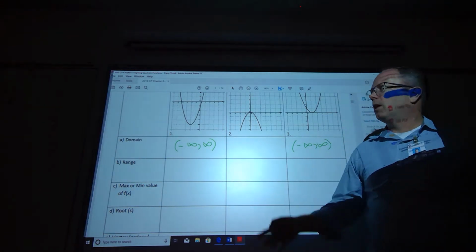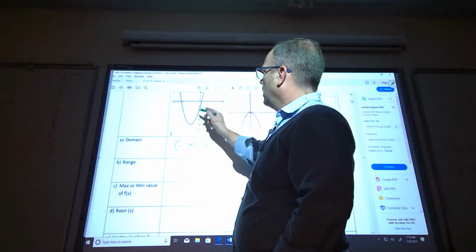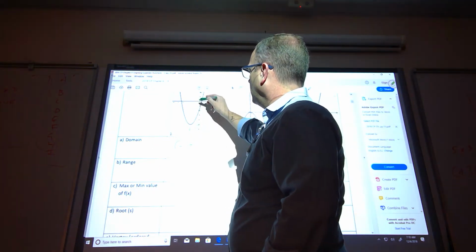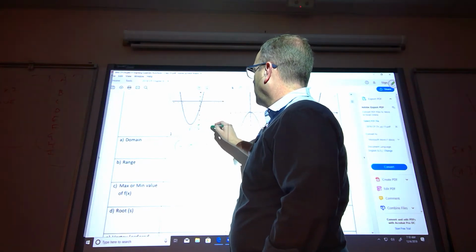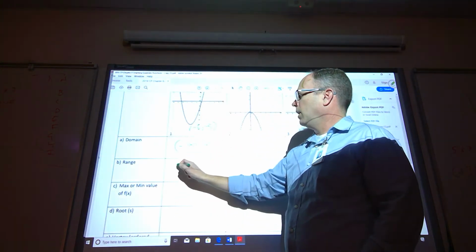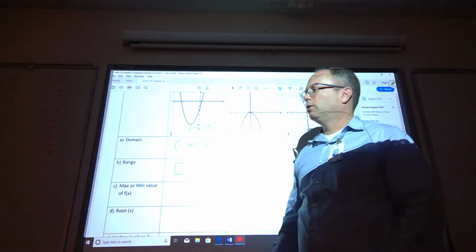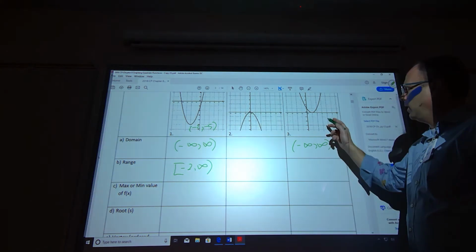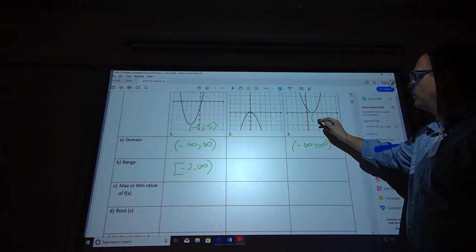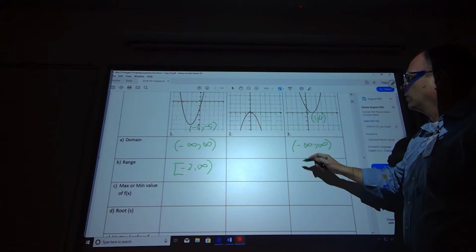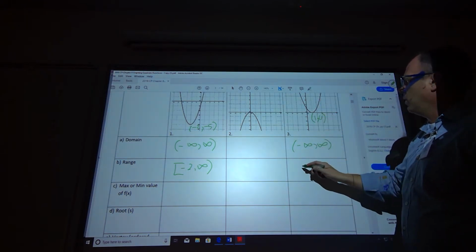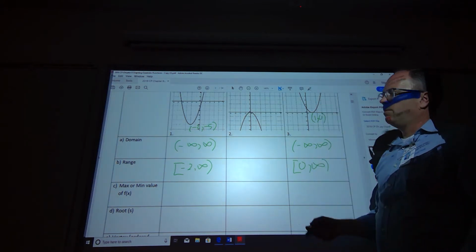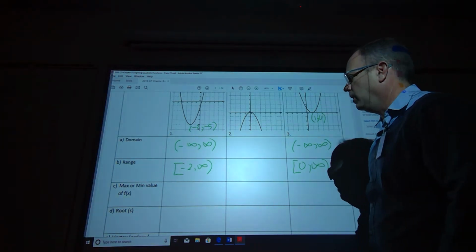Our range, that's our y component. So it looks like on this graph, I have a vertex here of -2, and it goes down to -5. So my range goes all the way down, and it's going to be a square bracket because it's included as a point, from -5 to infinity. It's opening up. And then on this one, it looks like my vertex appears to be 1, 0. So my lowest y value is going to be 0. So it's a square bracket because it's still a point. And that goes to infinity because it opens up. If it opens down, remember, it'll go to negative infinity.